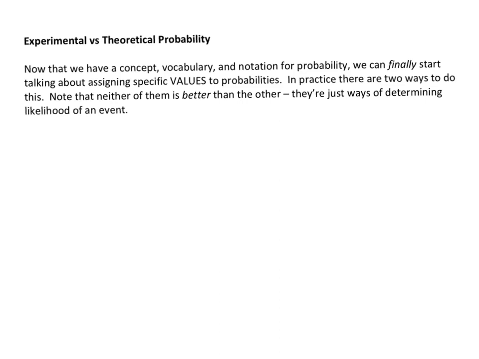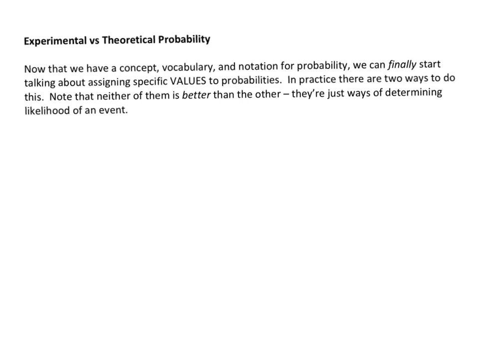Now, I don't want to spend a lot of time here, but the idea is that there are two different ways that we can think about probability. One of them is experimental probability, and the other is theoretical probability. Neither of them is really better than the other. They're really just different approaches to determining the likelihood of an event.